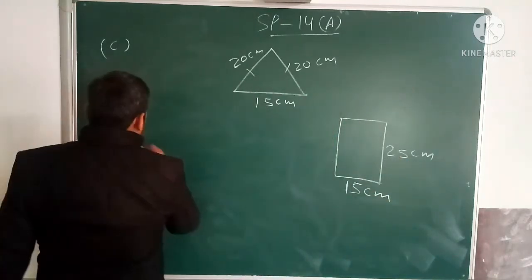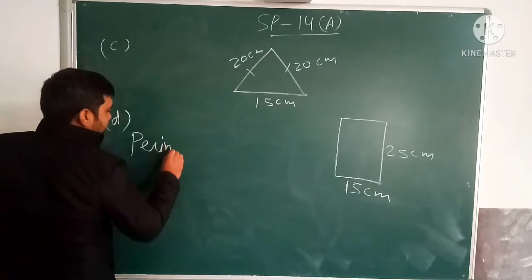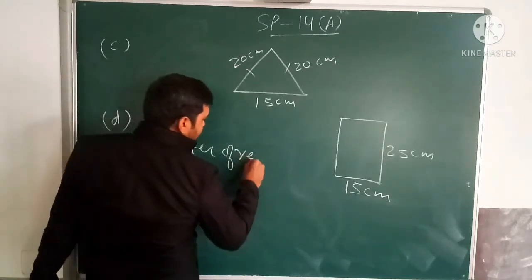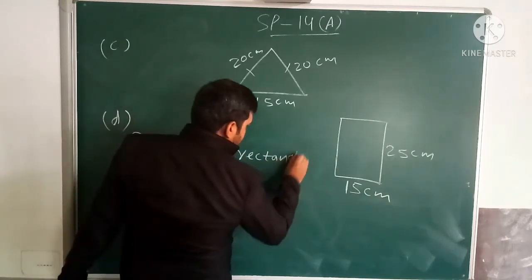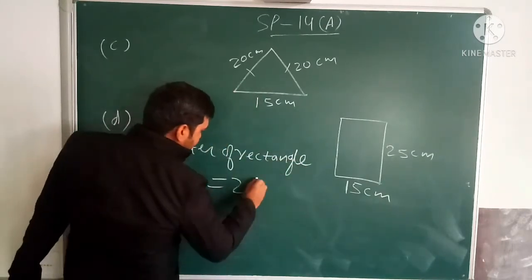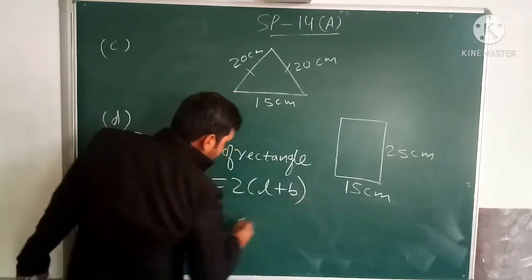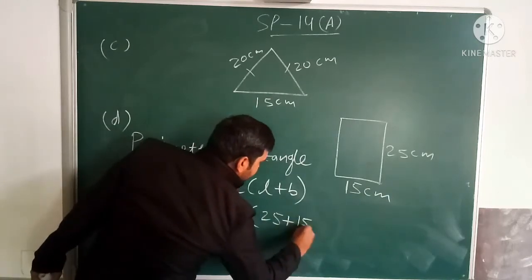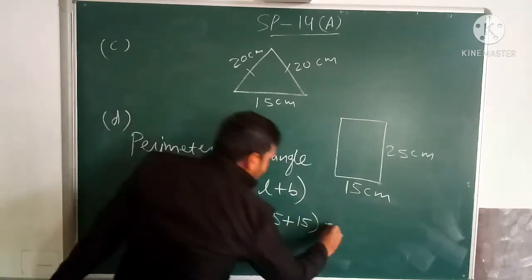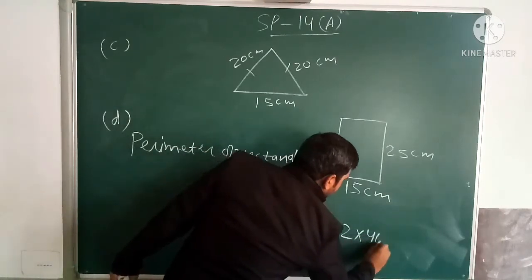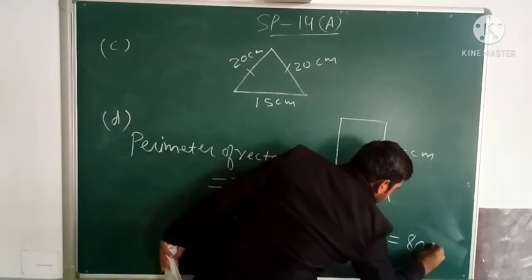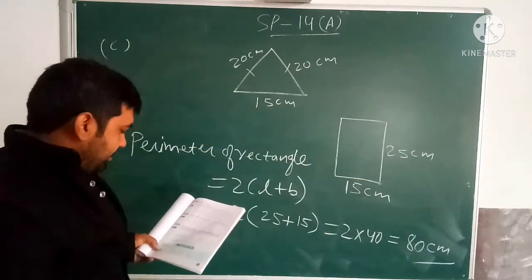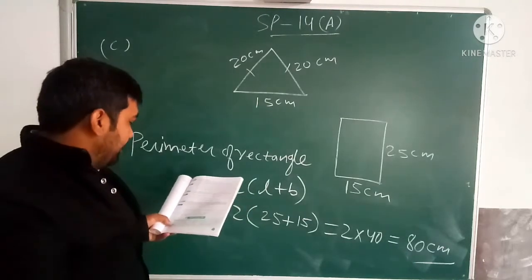So perimeter of rectangle. What you write? Perimeter of rectangle equals 2 into L plus B. So here length is given what? 25 and breadth is given what? 15. So 2 into 40, the perimeter for this you will get 80 centimeter. Similarly, you can calculate the perimeter of the pentagon also.